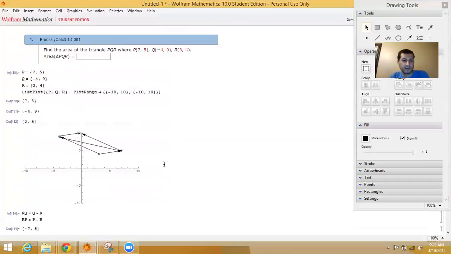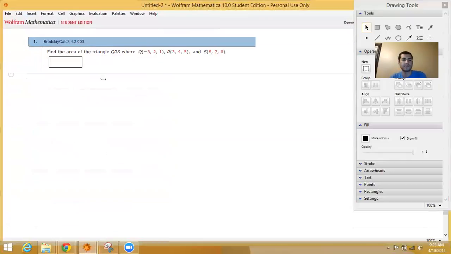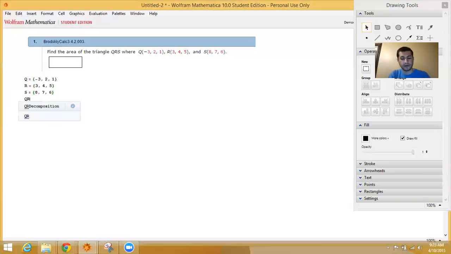We're going to follow a very similar procedure when we look at the 3D example. So in the 3D example, let's first define the 3 points, and let's write 2 vectors using the point Q as a common point. So if we use Q as our common point, our 2 vectors are going to be QR and QS.